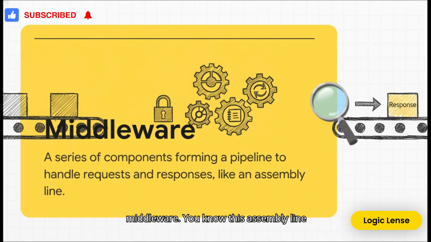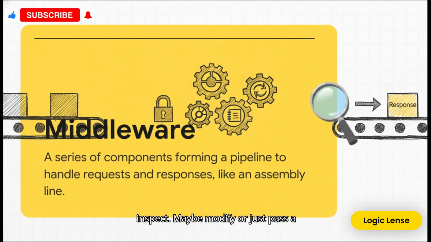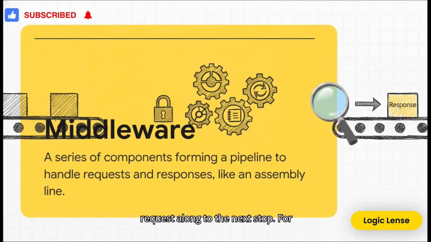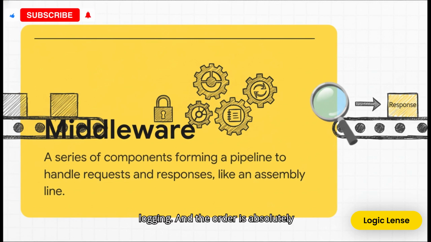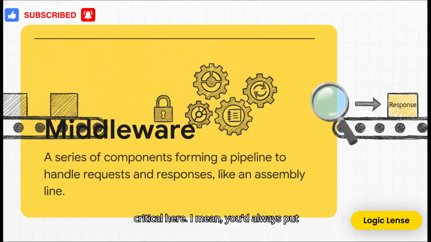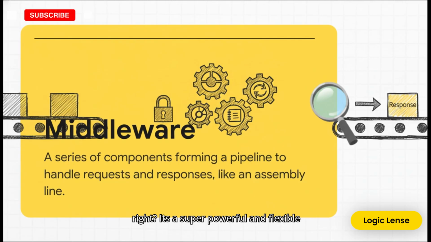You know, this assembly line analogy, it's perfect. Each piece of middleware is like a station that gets to inspect, maybe modify, or just pass a request along to the next stop. For instance, one piece might handle authentication, and the next one handles logging. And the order is absolutely critical here. I mean, you'd always put authentication before authorization, right? It's a super powerful and flexible system.